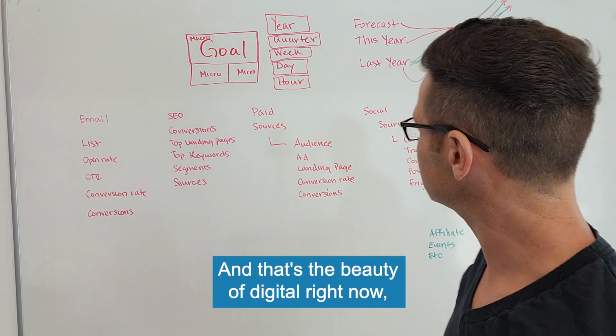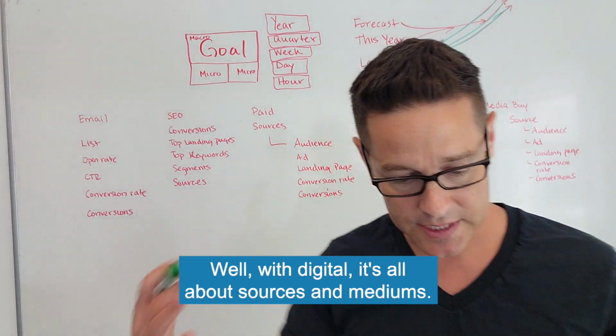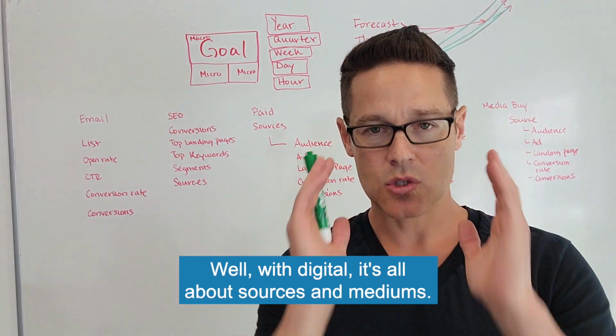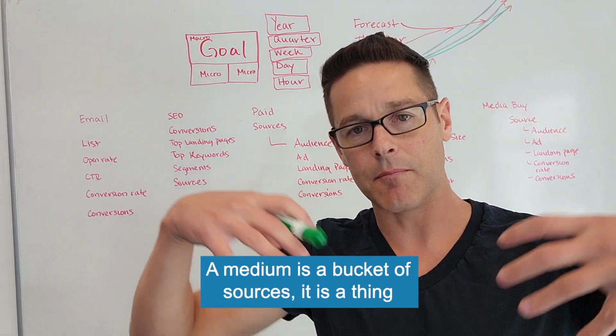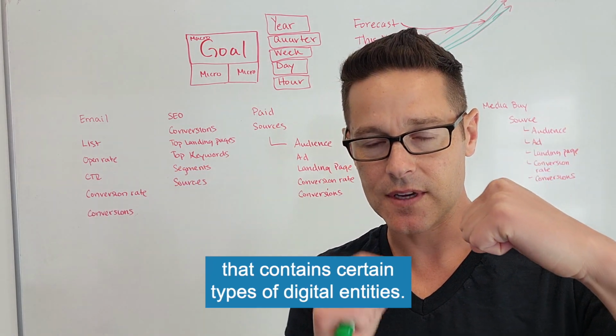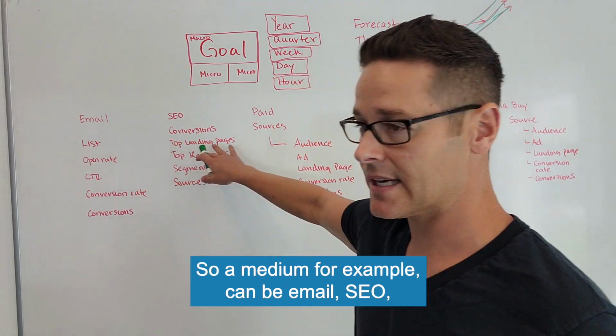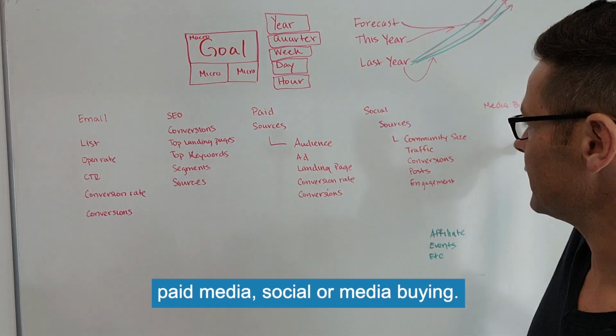And that's the beauty of digital right now, is you can actually set up this framework. So how do you do that? Well, with digital, it's all about sources and mediums. A medium is a bucket of sources. It is a thing that contains certain types of digital entities. So a medium, for example, could be email, SEO, paid media, social, or media buying.